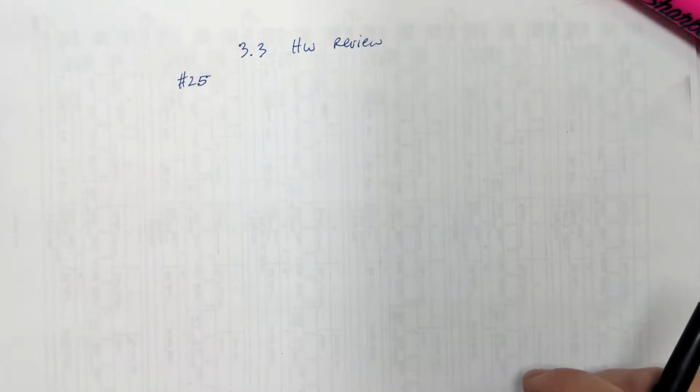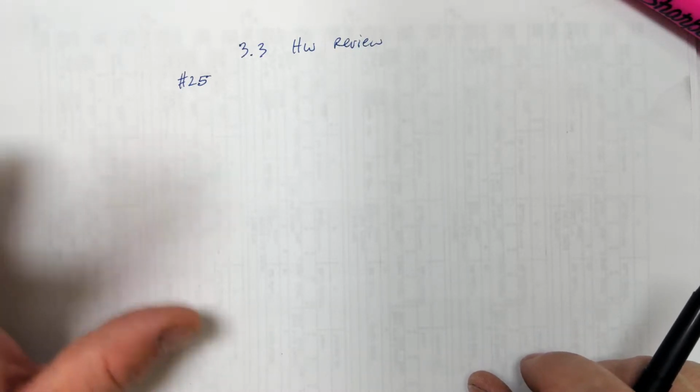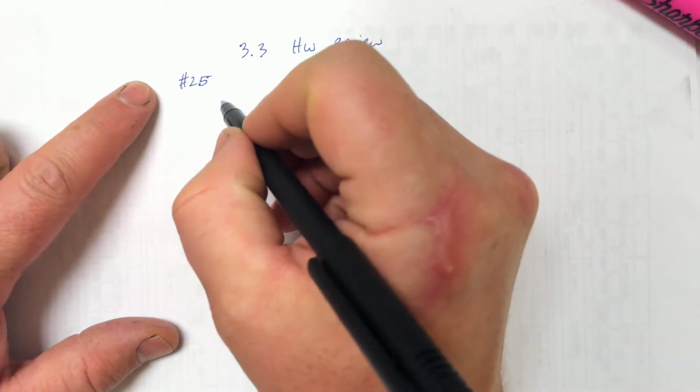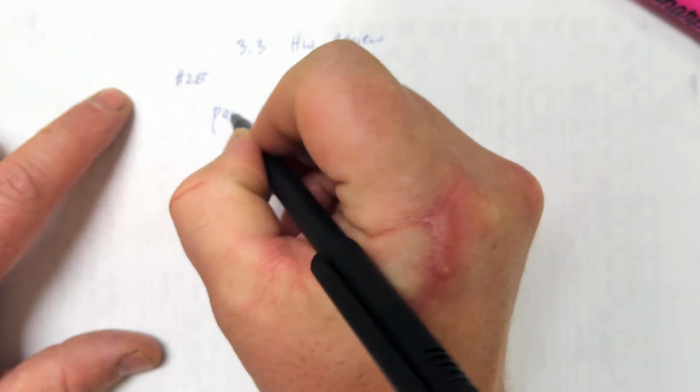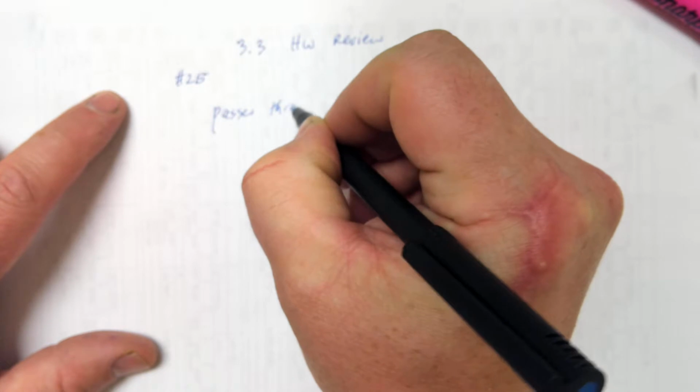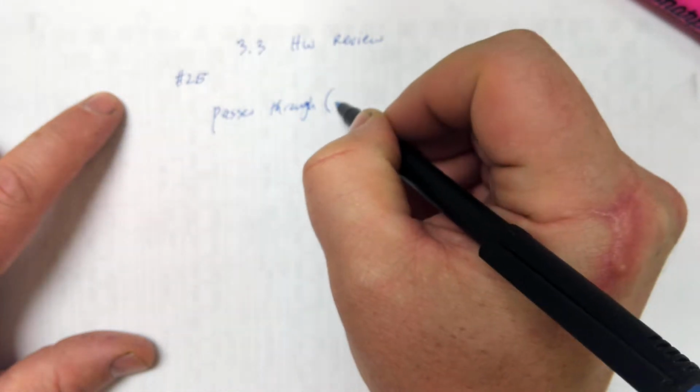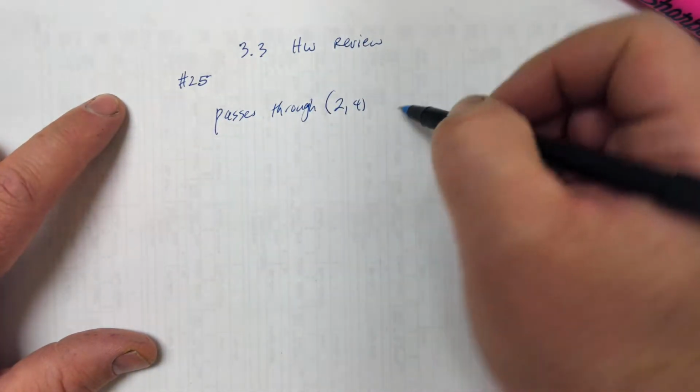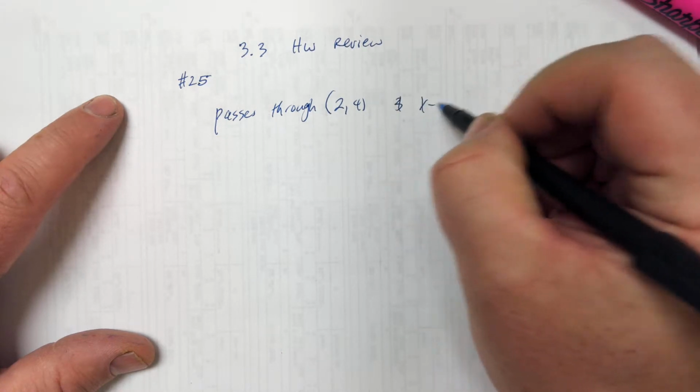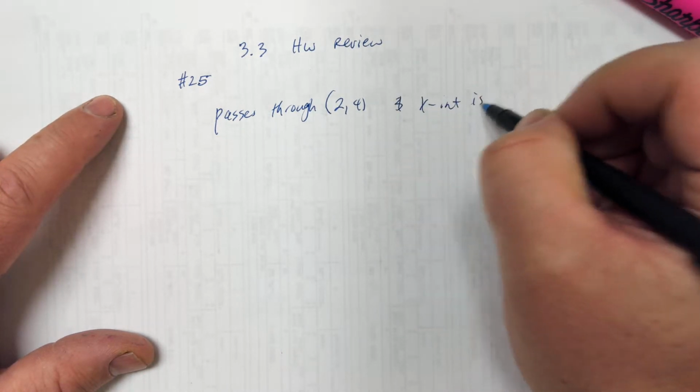Good. So we're going to review some questions you guys have about the homework real quick. Number 25, it says that the line passes through, what is it? 2, 4, is that right? Yeah, 2, 4. Oh, and the x-intercept is negative 2.